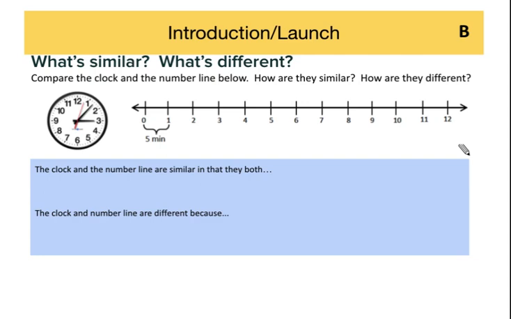So here we have a clock and a number line. How are they similar? How are they different? Go ahead and answer those two questions, and when you're ready, you can go ahead and unpause.